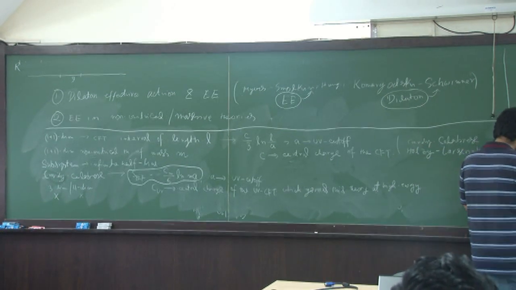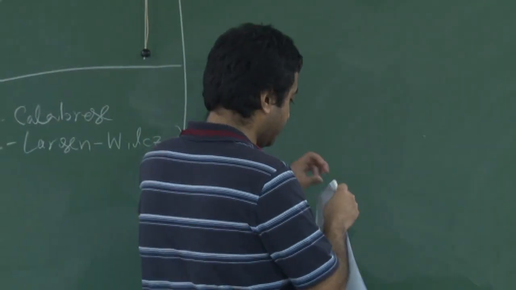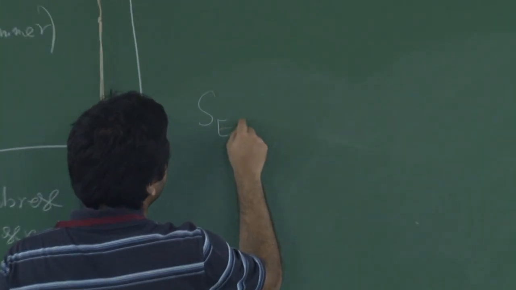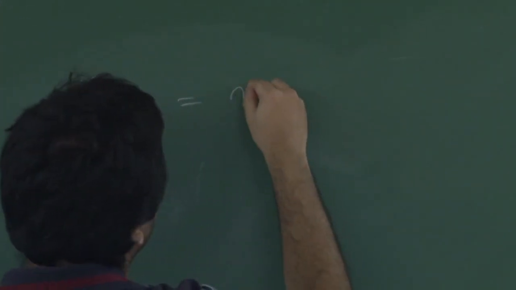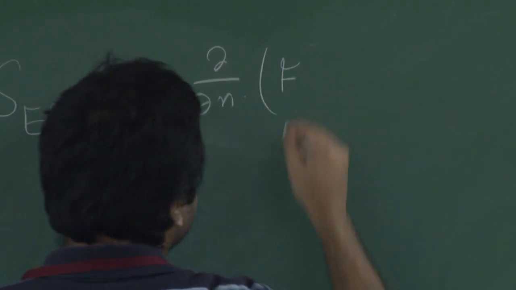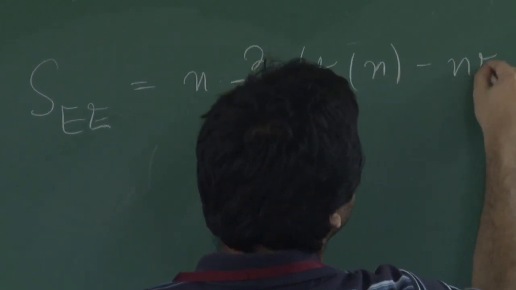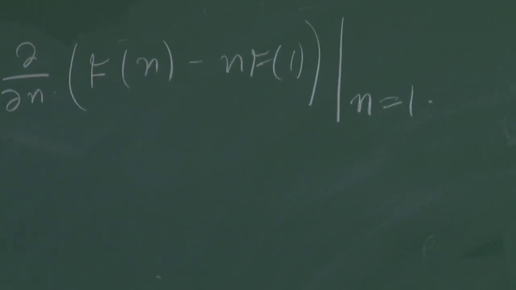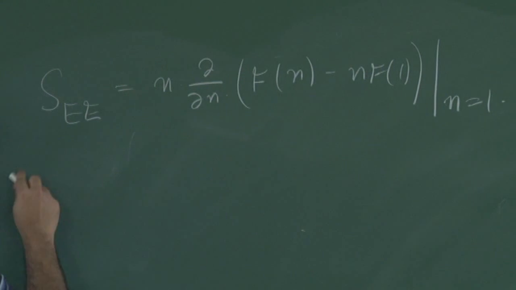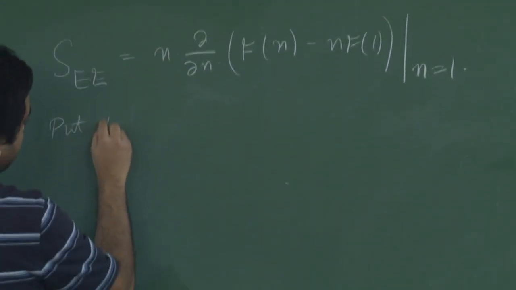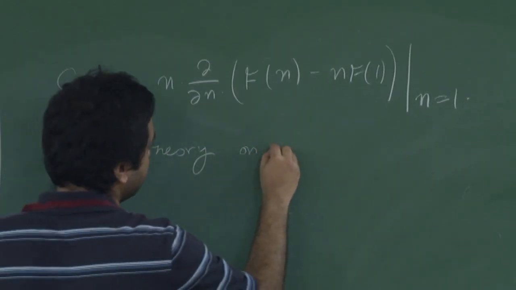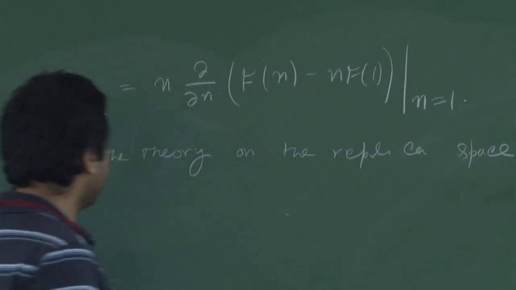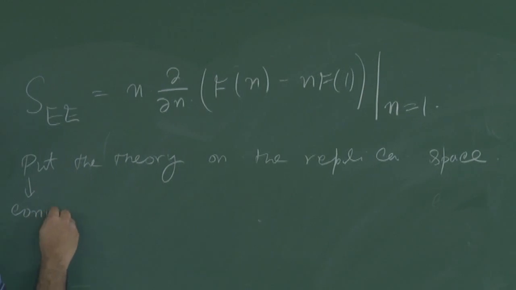So, one of the standard ways of computing the entanglement entropy in field theory is, of course, to use the replica trick, and use this formula at n equals 1. So, what does this n mean? You take your field theory and put it on a replica space. Now, this replica space has conical singularities with opening angle 2 pi n.